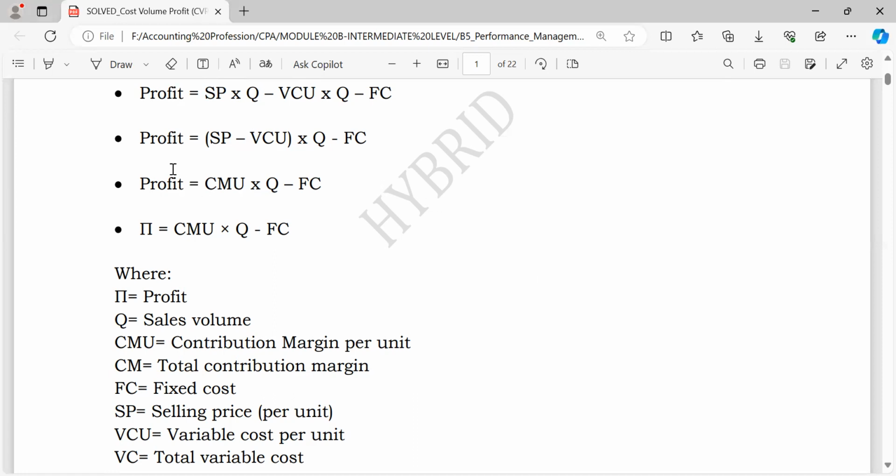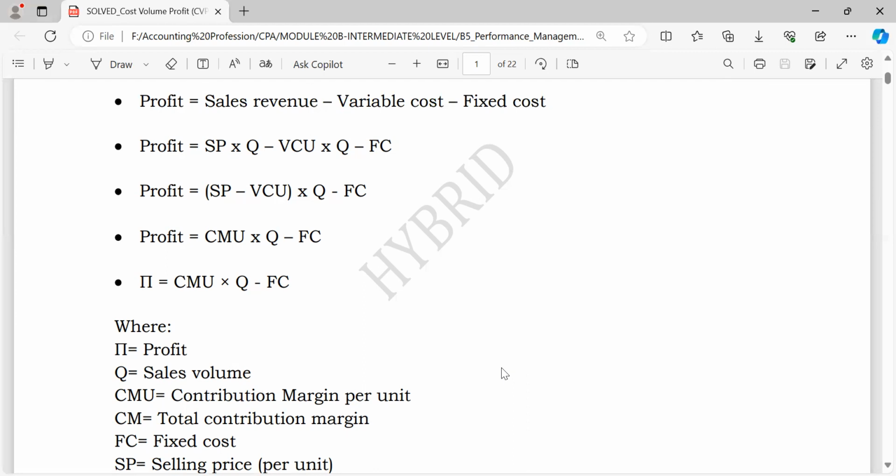All right. So profit can be abbreviated as pi. So you could say profit equals contribution margin per unit times units, then the whole value less fixed cost in total. These are just the symbols. Pi represents profit, Q sales volume, contribution margin per unit, CMU, CM total contribution margin, something like that, right?